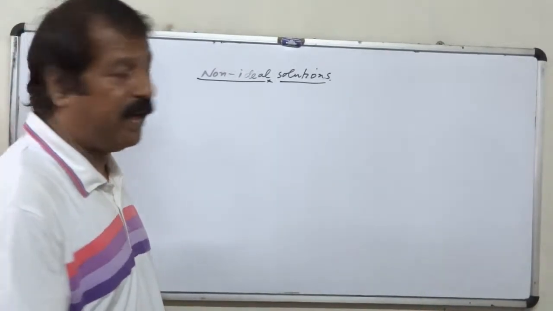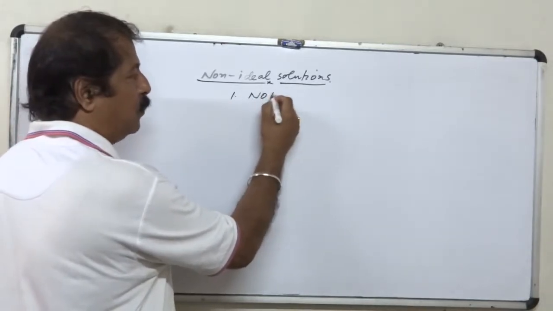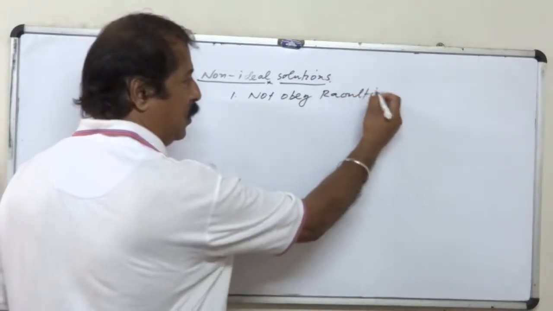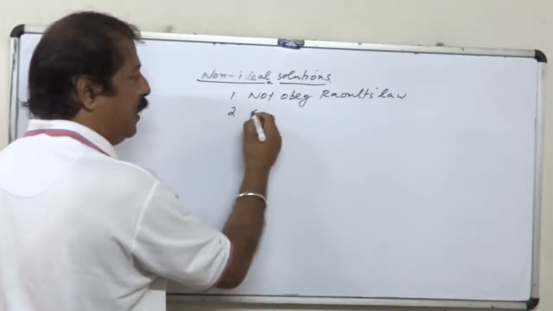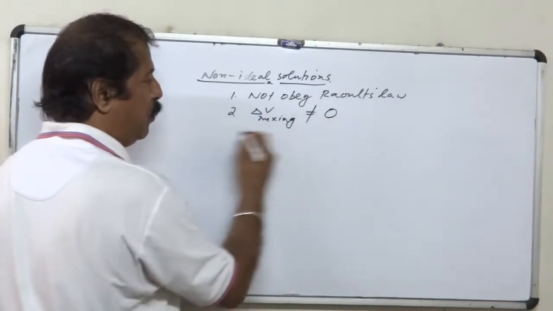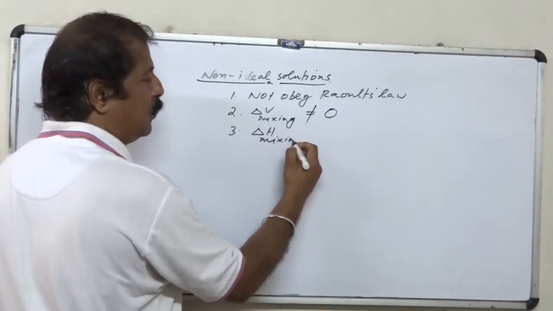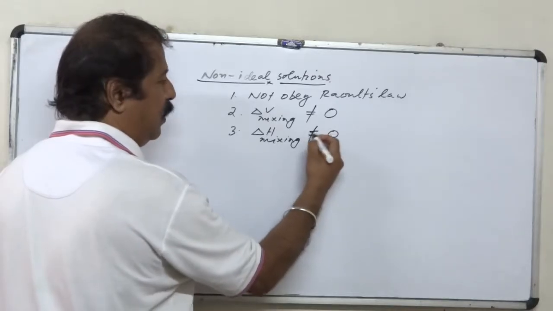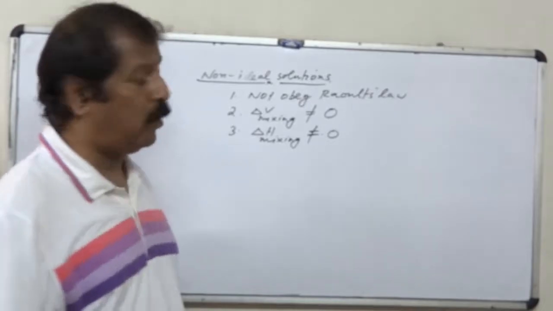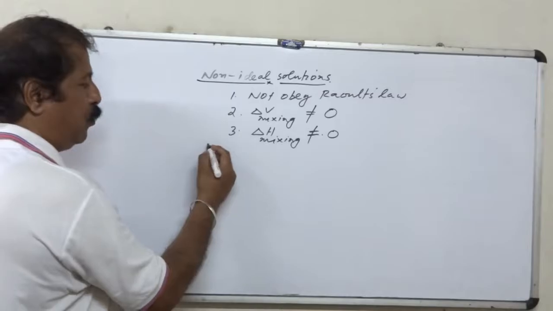Now we have to study non-ideal solutions. A solution is non-ideal when it does not obey Raoult's law. Second, delta V mixing is not equal to 0. And third, delta H mixing is not equal to 0. So these are the three conditions for a non-ideal solution: it does not obey Raoult's law, delta V mixing is not equal to 0, and delta H mixing is not equal to 0. We can classify non-ideal solutions into two types.